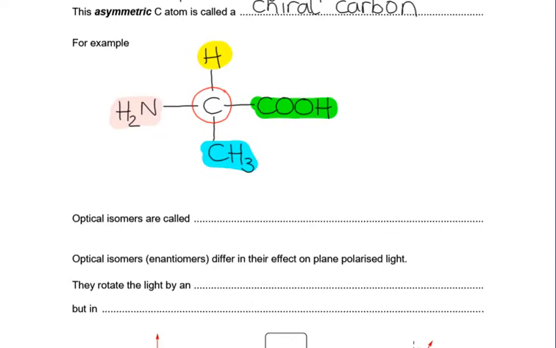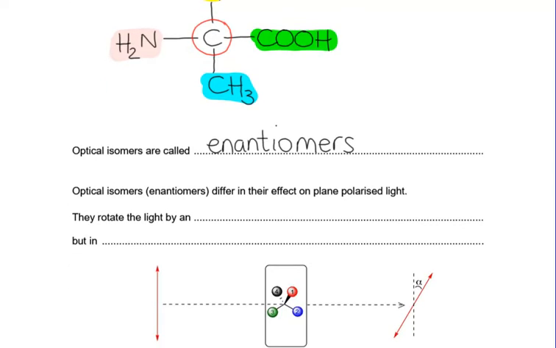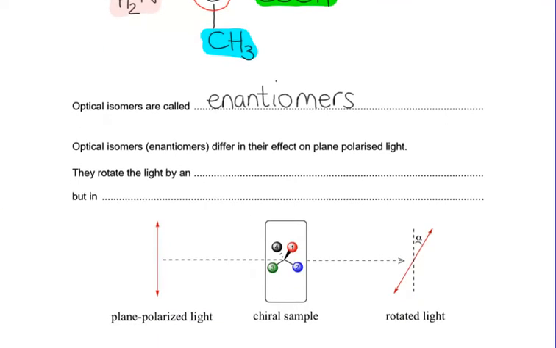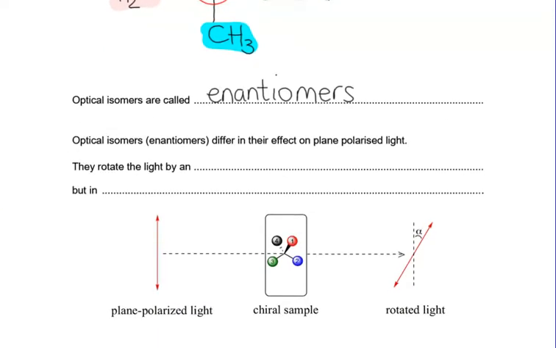Optical isomers are sometimes, as well as being called optical isomers, referred to as enantiomers. That's another word you might come across and should be familiar with, enantiomers. Optical isomers or enantiomers differ only in one way. They differ in their effect on plane polarised light. Plane polarised light is light that has been polarised into one particular direction.